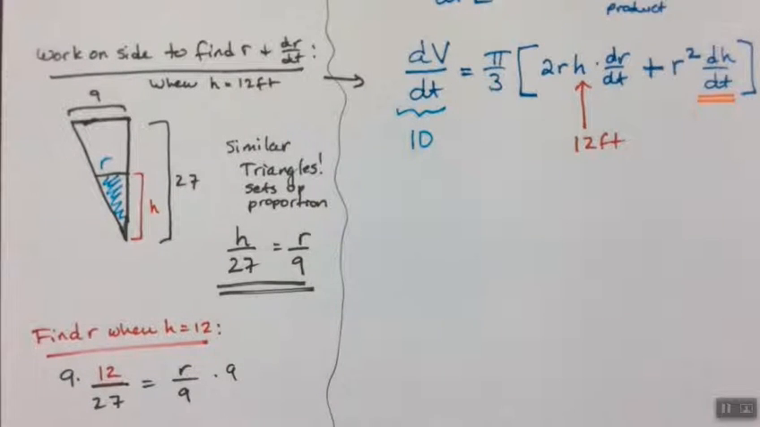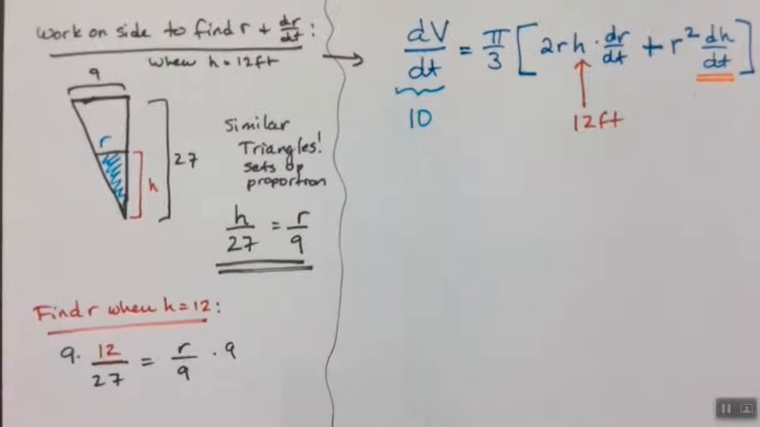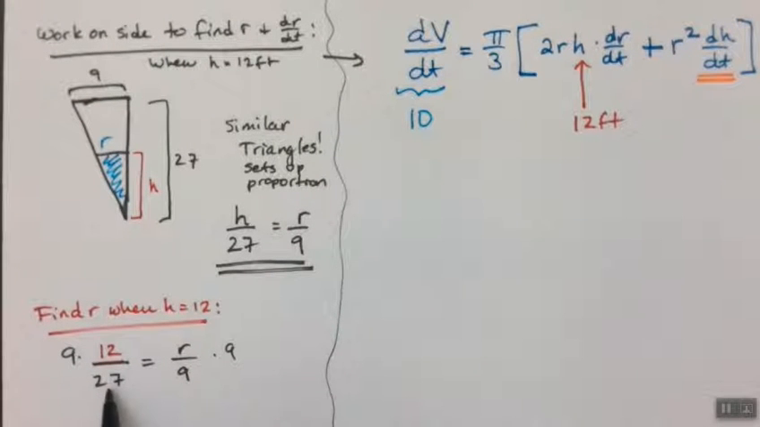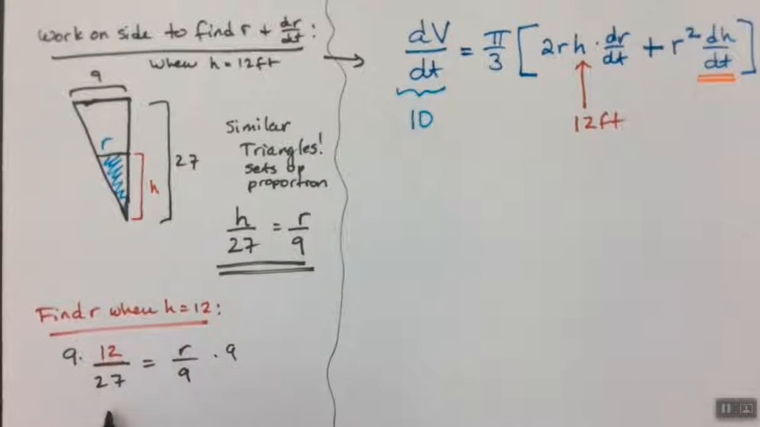And as it turns out, that would be, let's see, 9 goes into 27 3 times, 12 divided by 3 is 4. So that would be 4 equals R. 4 feet, I should say. Which is great because that gives us our value.